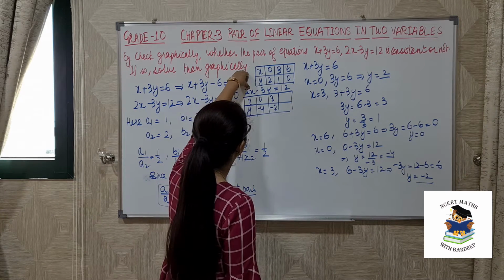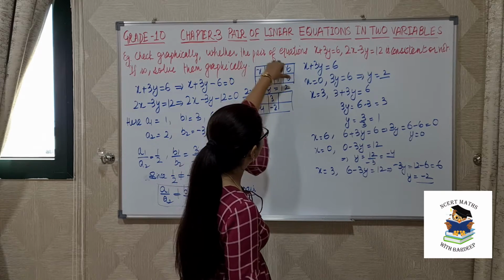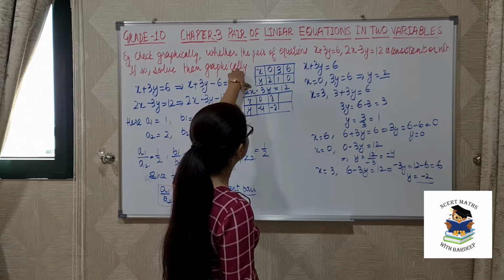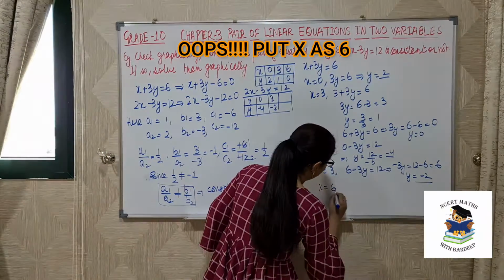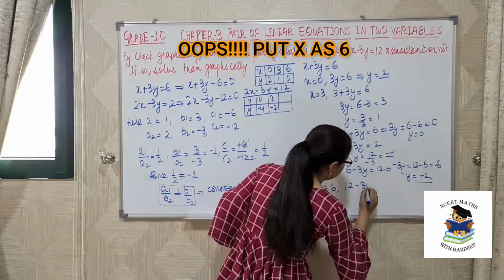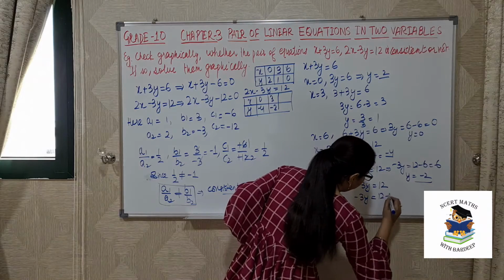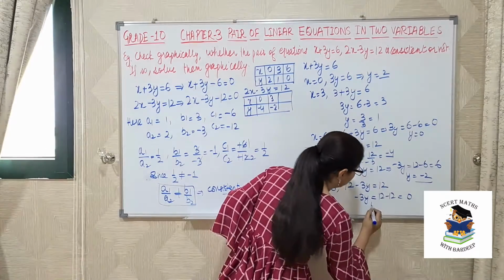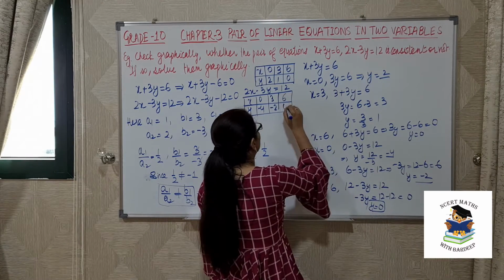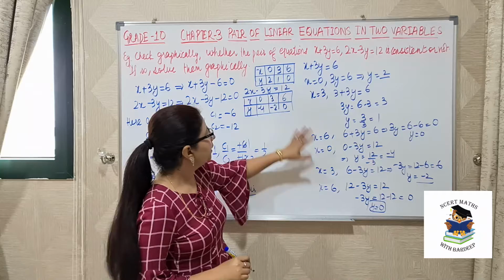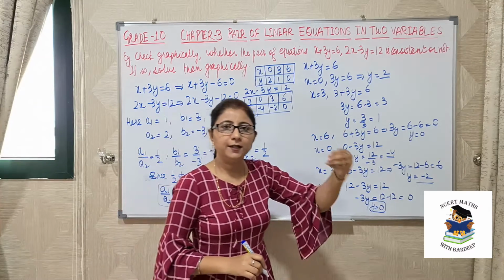Then we can put 5 here. This is 2 into 5 as 10, so that is not possible. 2 into 6 is 12. So 12 minus 12 is 0. So we can put x as 6. So this is 12 minus 3y equals 12, so minus 3y is 12 minus 12 as 0. So y is 0. If I put x as 6, y is 0. So this is how we will make these tables first in order to draw a graph.